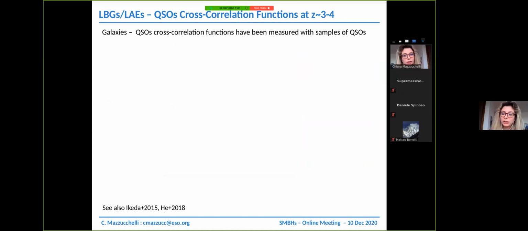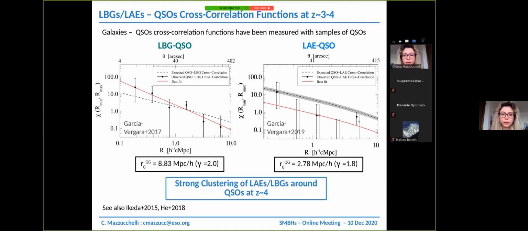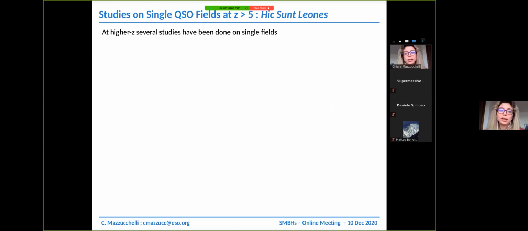In this case, there have been studies focused on galaxies and quasars cross-correlation functions around quite large samples of quasars. For instance, I show you here the correlation function of LBGs and Lyman-alpha emitters and quasars, as reported in the nice papers from Garcia Vergara, 2017 and 2019. They found that there is a strong clustering of these two types of galaxies around quasars, at least at this redshift.